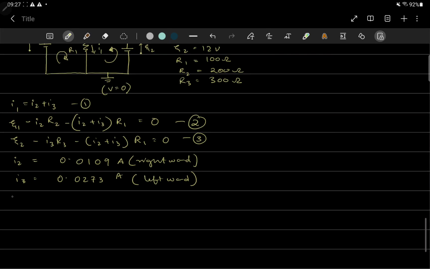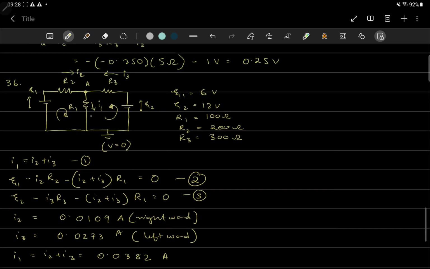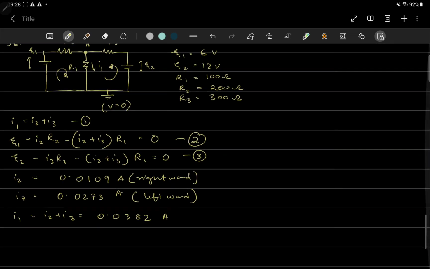And finally I can find I1 as I2 plus I3, which is just going to be 0.0382, which is also positive. Therefore we are right in assuming that I1 will be downward. Okay, and this is your answer for part A and part B.